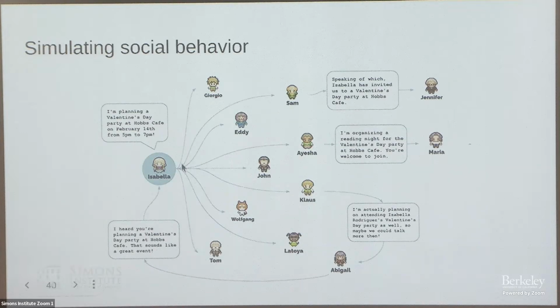So the other thing about people is that they are social creatures and they talk to one another. So we had agents have conversations with one another. Isabella goes and tells people about her Valentine's Day party, and then those people go and spread the news, and then sometimes it comes back to them. So this is simulating information diffusion in social networks.